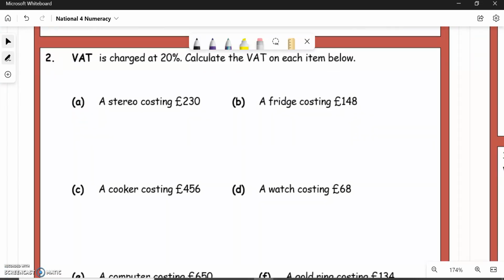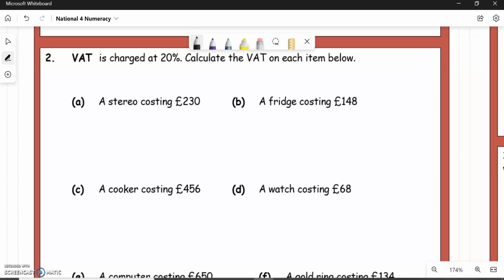It says VAT is charged at 20%. Calculate the VAT on each item below. VAT stands for value added tax. It is a tax that is added to the value of a product that you can buy. Not all products have VAT, but quite a lot of them do. So VAT is 20%, so we need to figure out specifically how much the VAT would be on each of these items. I'm going to do the first two, then you're going to do the next four.